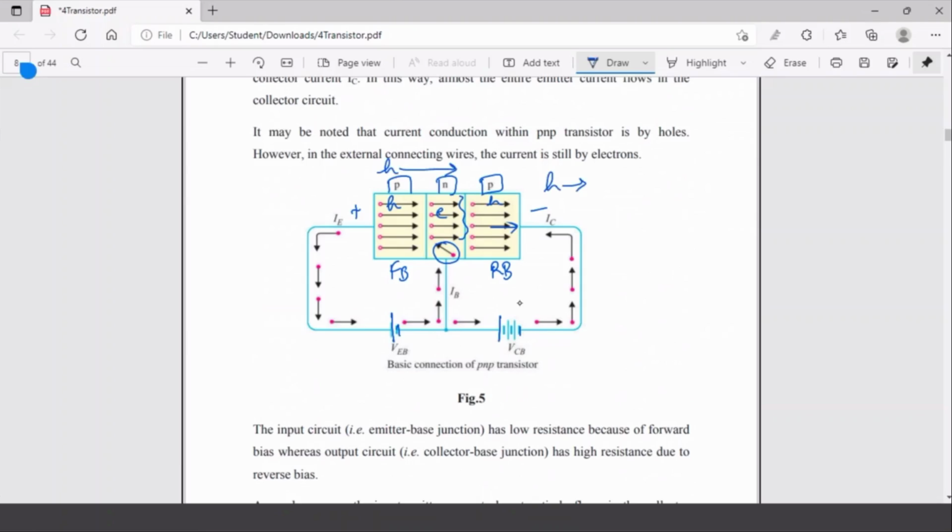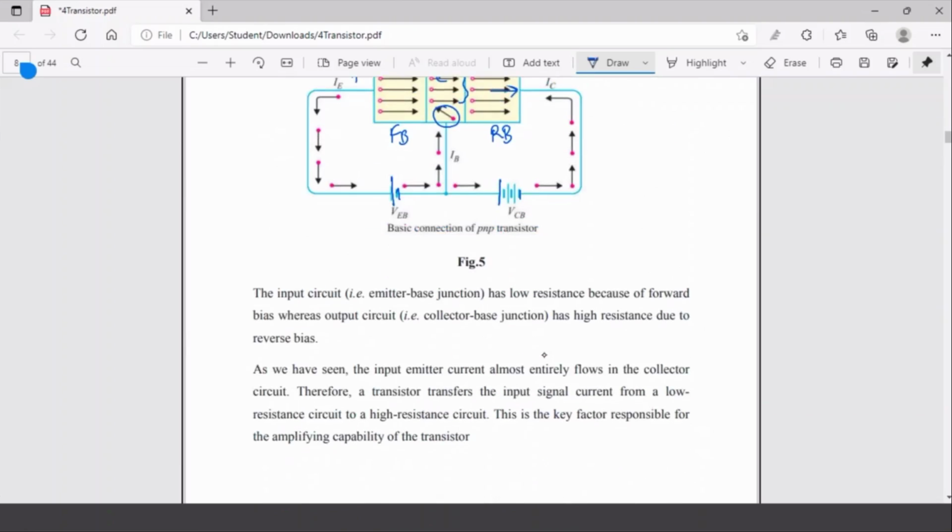If holes are moving in this direction, essentially, then what is the direction of current? Current is in the opposite direction to the electrons. So that is why the direction is shown like this. It may be noted that current conduction within this PNP transistor is by holes. However, in the external wires, the current is still by electrons.